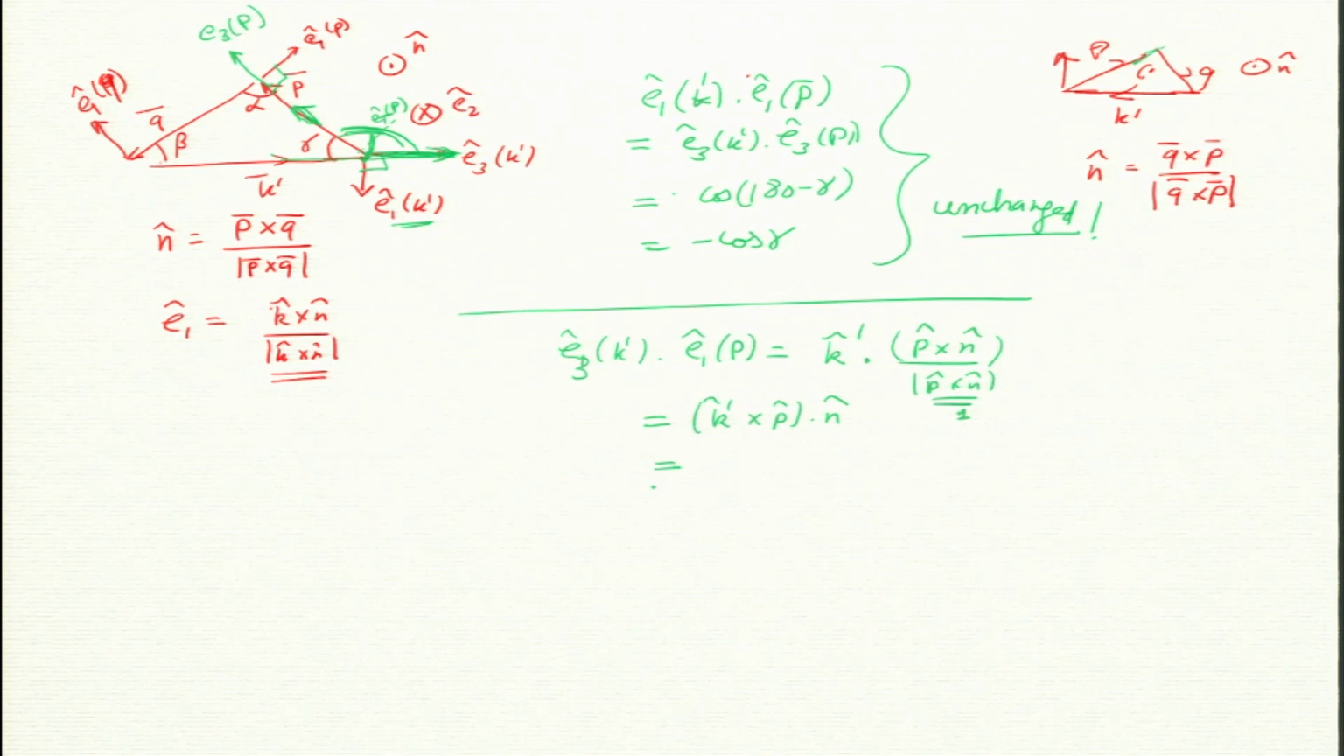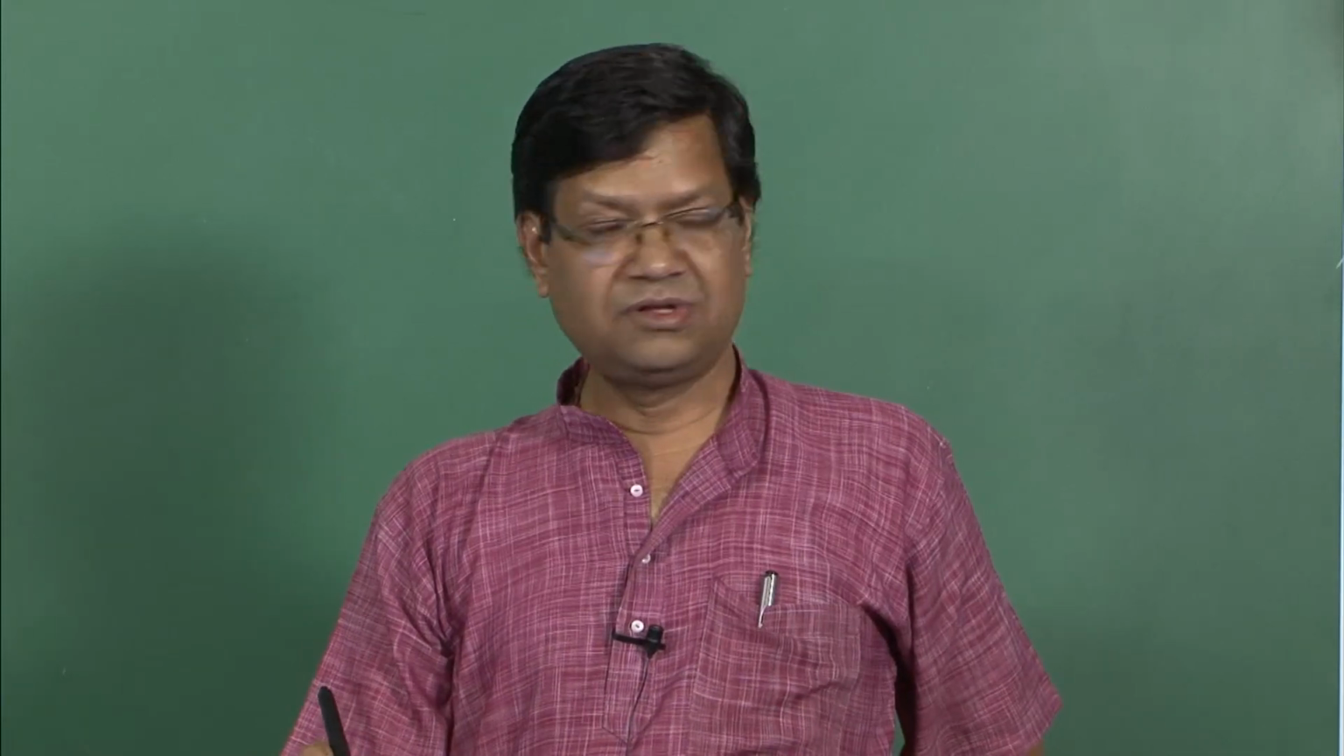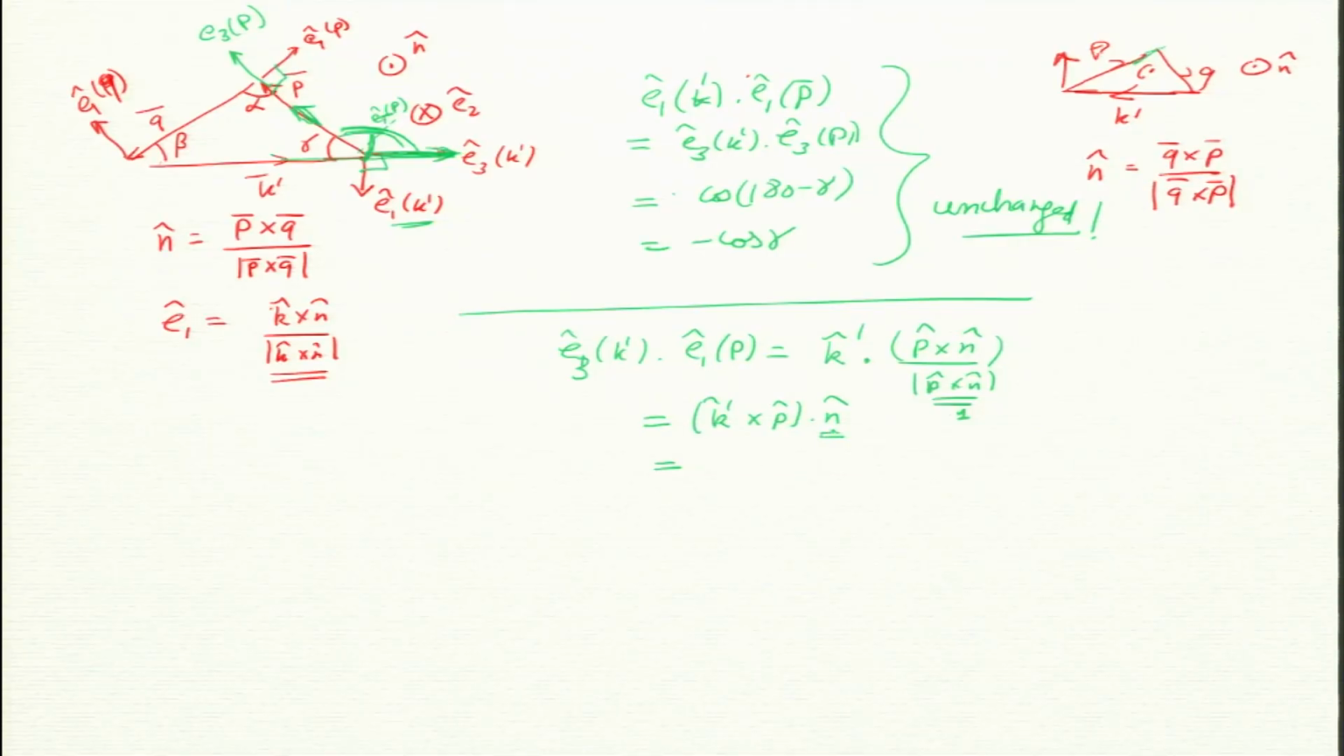So in this cross product and dot product you can change the order. Now what is k prime cross p unit vector? It is sine of the angle between the two, and the direction will be k prime going to p. So k prime going to p is upward, so my right hand screw will move upward, and that is in the same direction as n cap. So sine of what? Gamma.